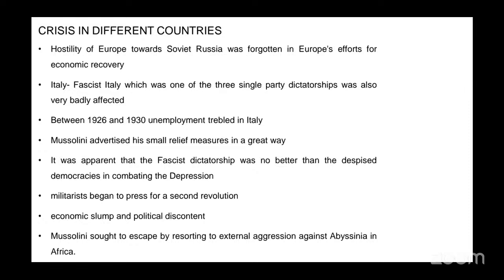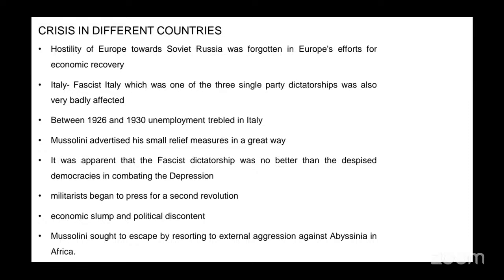Now the next one would be fascist Italy. This is one of the three single party dictatorships that was also badly affected. Between 1926 and 1930 unemployment had been at its peak in Italy, and Mussolini advertised small relief measures in a great way. But it was also apparent that the fascist dictatorship was no better than despised democracies in combating depression. So the militarists also began to press for a second revolution, and economic slump and political discontent existed among the people of Italy.